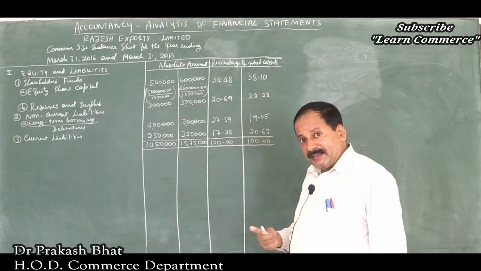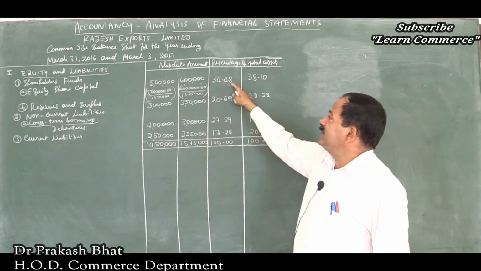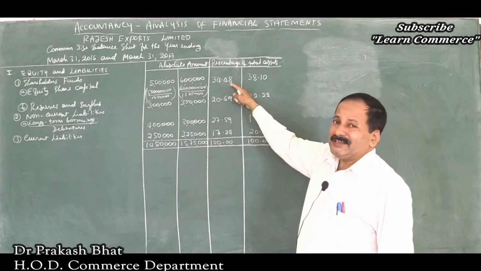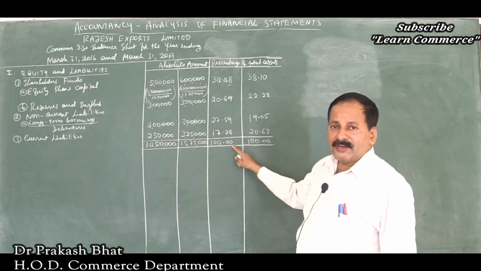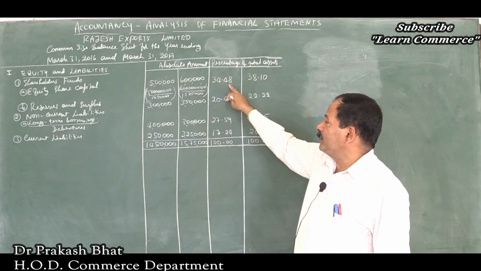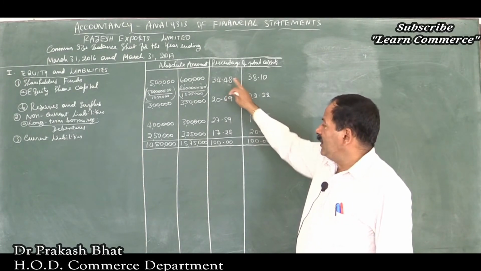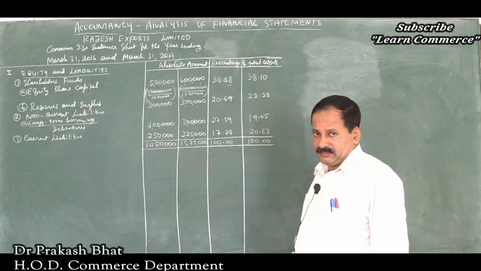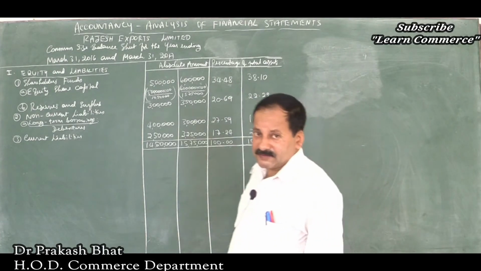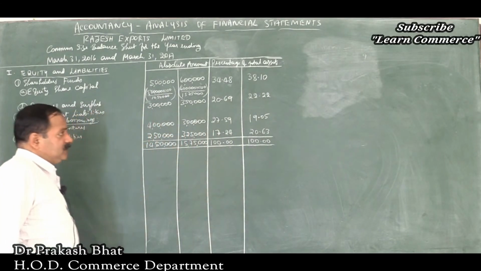If it is not agreeing, take the highest amount and change the last digit to the next digit to make it equal to 100. Suppose it is 99.99, make this 34.49 instead of 34.48, and write here 100. Then your answer is correct. Remember this. This is the trick. Make sure that you will not miss this trick.